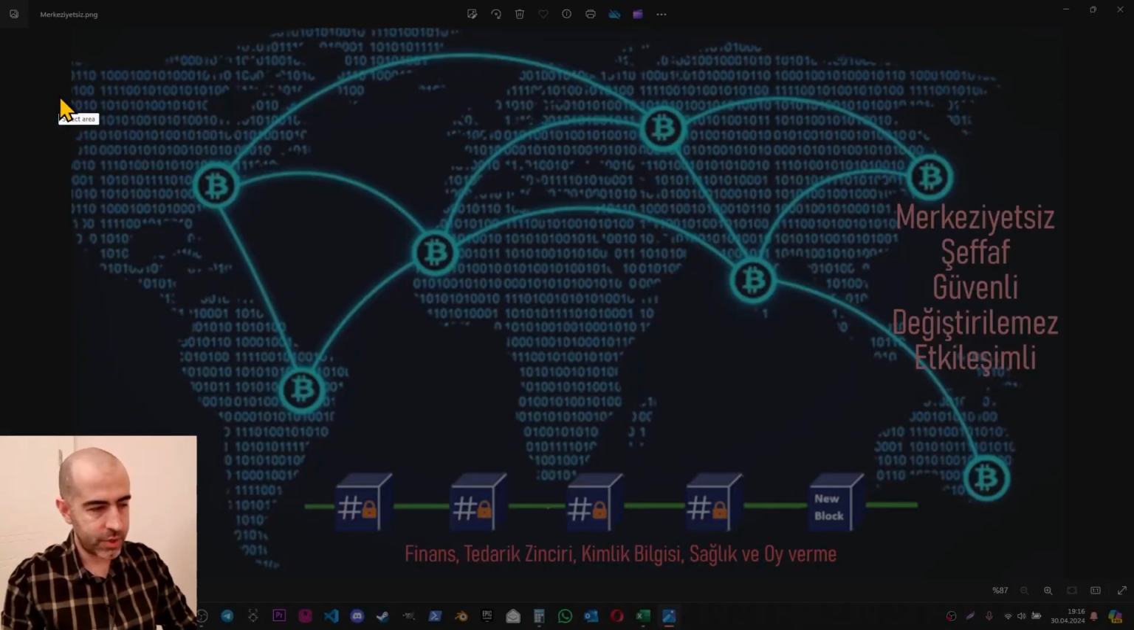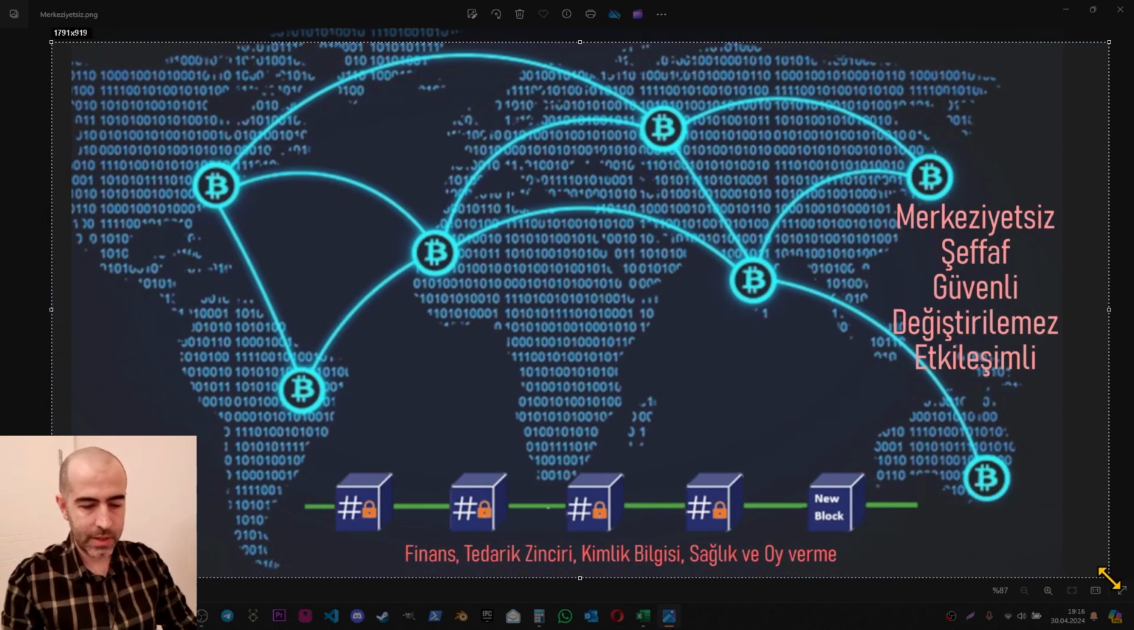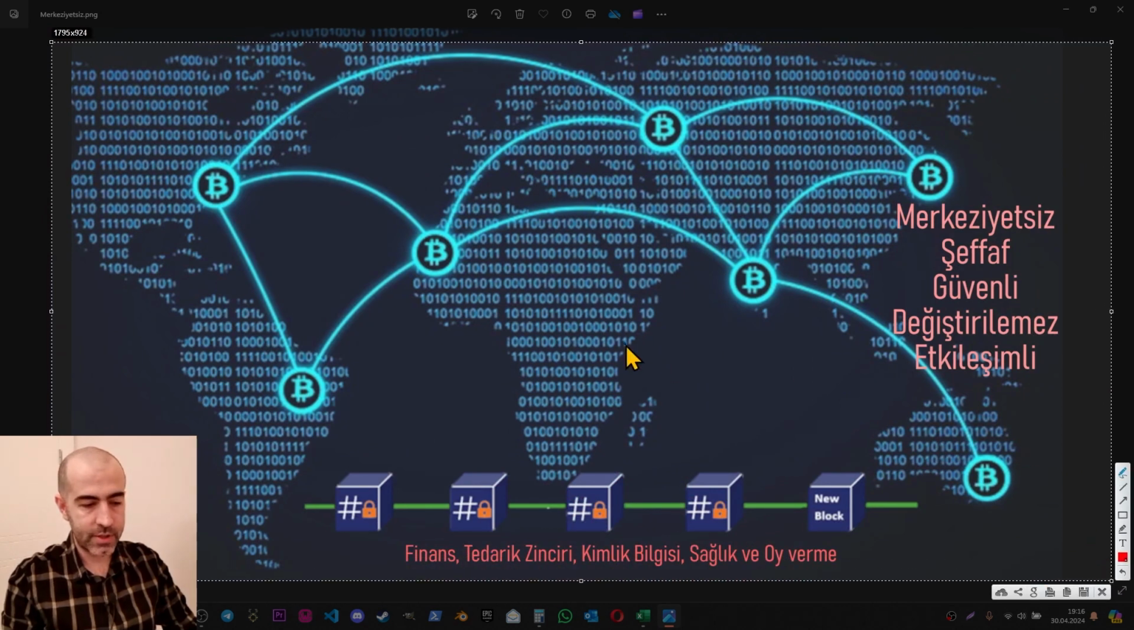There are some Turkish words. Just ignore them. Let's try to remember, let's try to understand what blockchain is one more time. So as you can see on this picture, there are Bitcoin symbols connected to each other. These Bitcoin symbols are actually representing computers which are doing the mining process in the blockchain of Bitcoin.